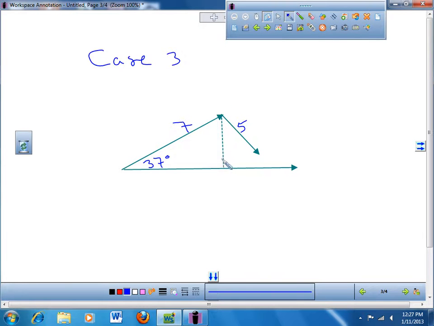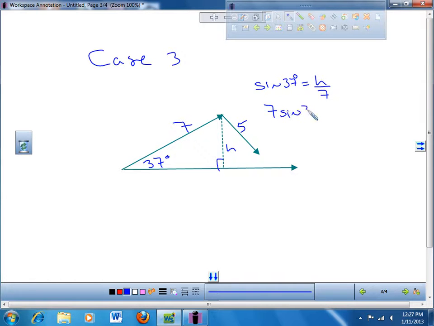Okay. And in this case, I'm going to find H. So now I do sine of 37 is equal to H over 7. Should be degrees, right? So 7 sine 37 equals H. And what do you get if you do that? About 4.2. Right? So H is 4.2, which means that this can either swing out this way or it could swing in this way.